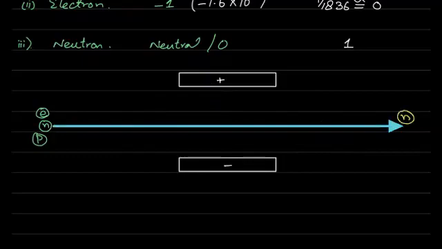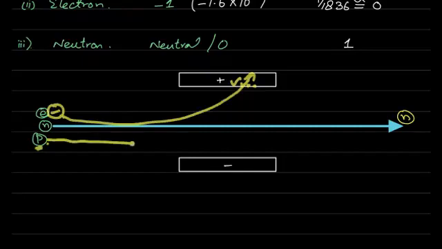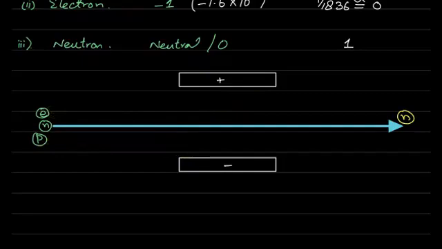And what about electron? You have learned in your junior classes, opposite charges attract each other. Electron is negative. Proton, this is the positive side. So this electron will be deflected towards the positive side. And with a proton, the opposite thing happens. Proton will move towards the negative side. Now, when you see the angle of deflection, this is the deflection for the electron, and this is for the proton.